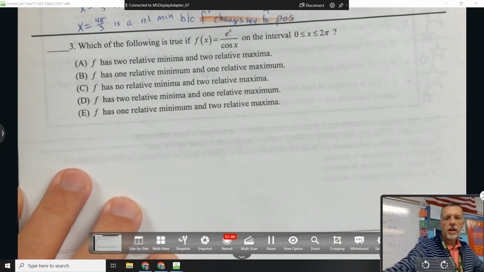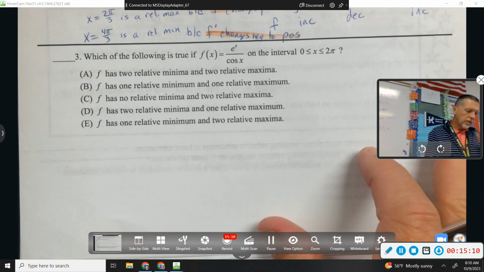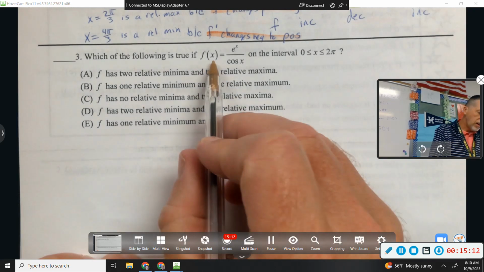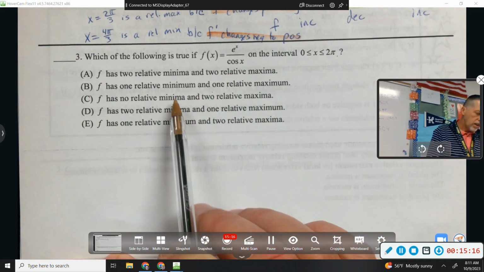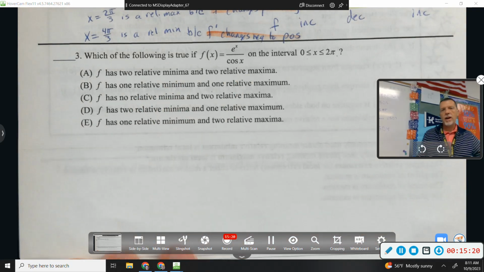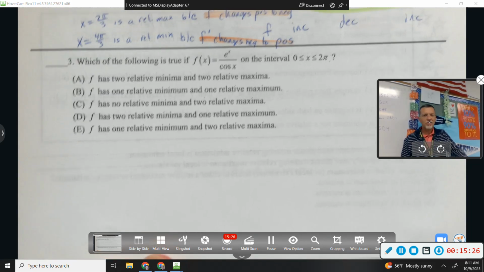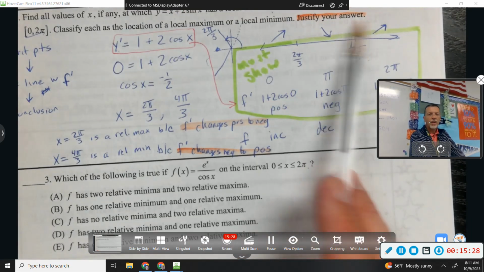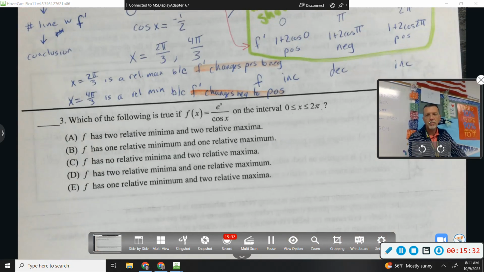Number 3. Which of the following is true if f equals that ugly thing between 0 and 2 pi? Okay. And so this is just like how many mins and maxes does it have. So I've got to do the same stuff I've been doing on the others. I just, instead of writing it all out, like formally, once I get to my picture, I'll be able to know how many maxes and mins I have.